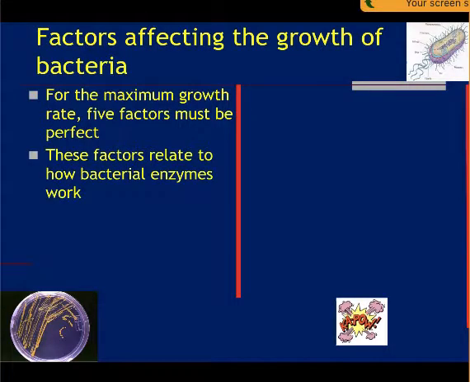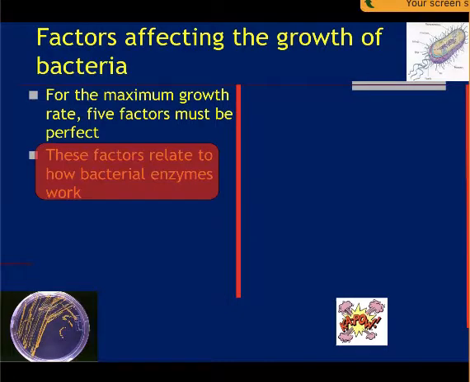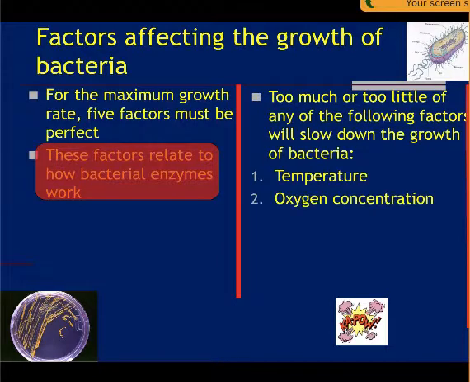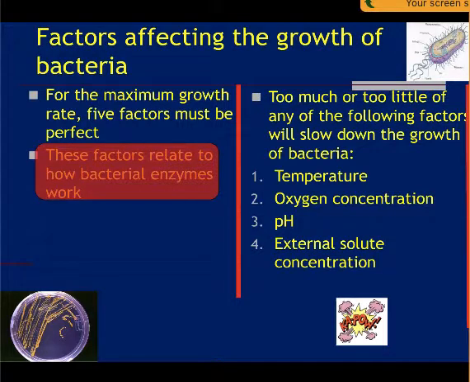Okay, so in terms of our factors, they essentially relate to how the bacterial enzymes are going to work. So things like temperature and pH will work for this. If you have too much or too little of any one of these factors, it's going to influence the growth of your bacteria. So things like temperature, the oxygen concentration can have a huge impact. pH, we've said. So external solute concentration is a posh way of saying either the cell is going to burst or the cell is going to shrivel.